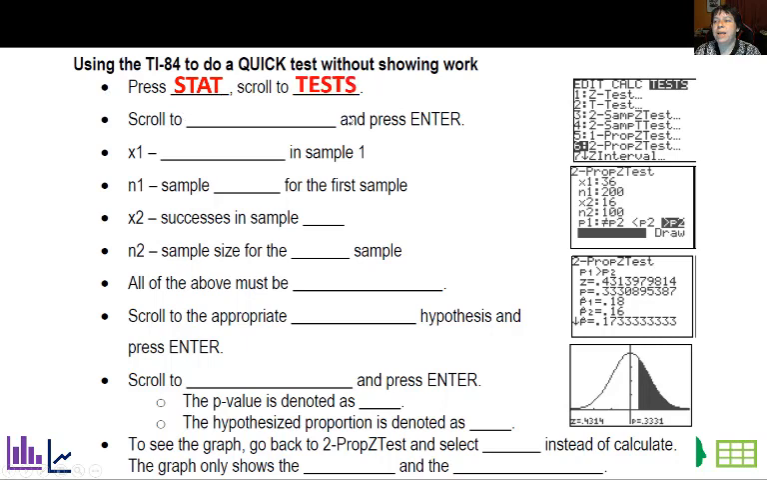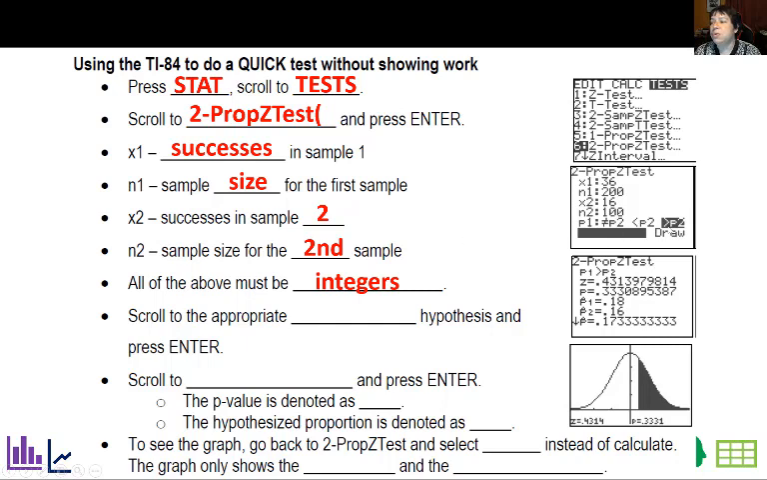We're going to press Stat and Test. Scroll to number 6, which is 2-PropZTest. X1 is the number of successes in sample 1, N1 is sample size 1. X2 is the number of successes in sample 2, N2 is the sample size for the second sample. By the way, all the above must be integers or your calculator will give you an error. So make sure these are integers, not decimals.